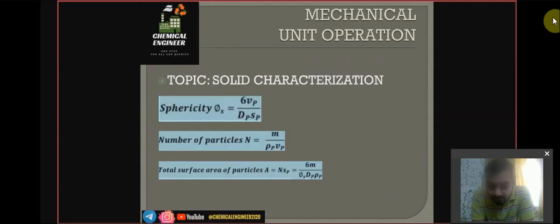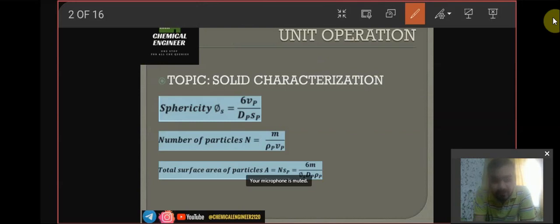Okay, so the first formula is of solid characterization. The first topic of mechanical unit operation is solid characterization. In solid characterization we have three formulas. We should remember all those formulas which I will show in this PPT. The first formula is sphericity. Sphericity shows how similar the structure of a solid is compared to a sphere. Okay, so it shows how spherical the object is.